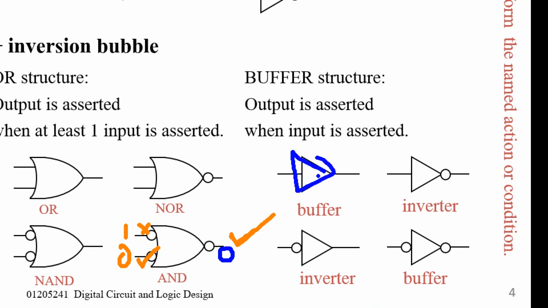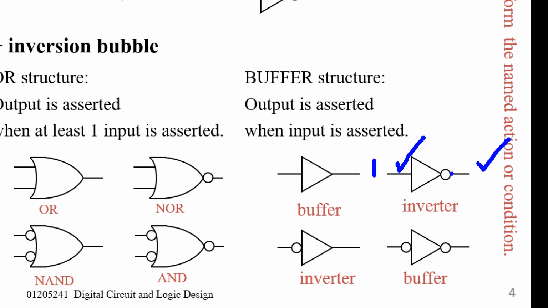So how about this one? For a buffer, when the input is active, the output will be active. So for this one, when you apply 1, it's active high, so it's active. The output is also active, and the output is active low. That means when it's active, the value is 0. What about this one? When you apply 1 here, but it's active low, right? So it's not active. The output is also not active. And because the output is active high, when it's not active, the value is 0. That's all.